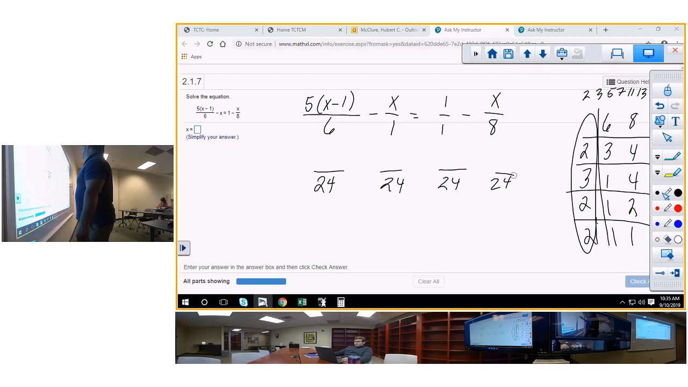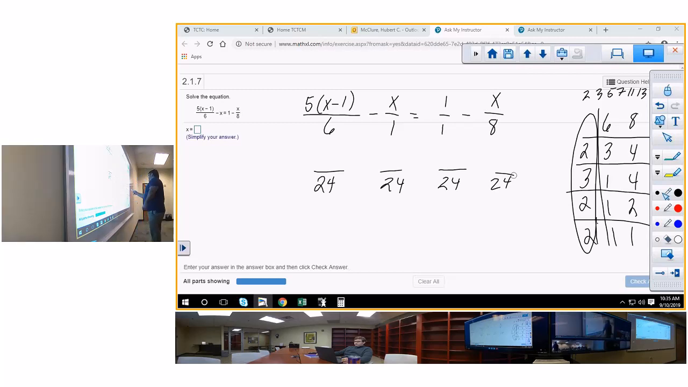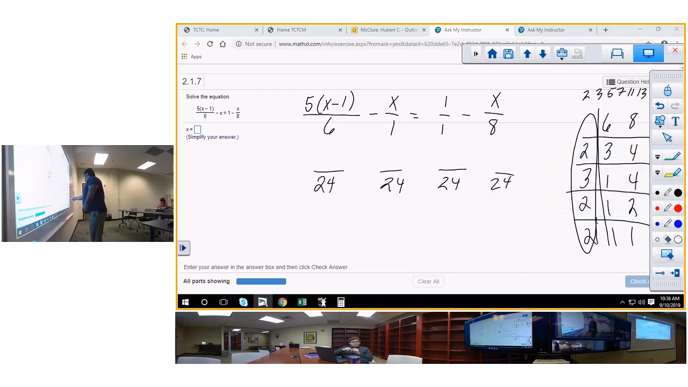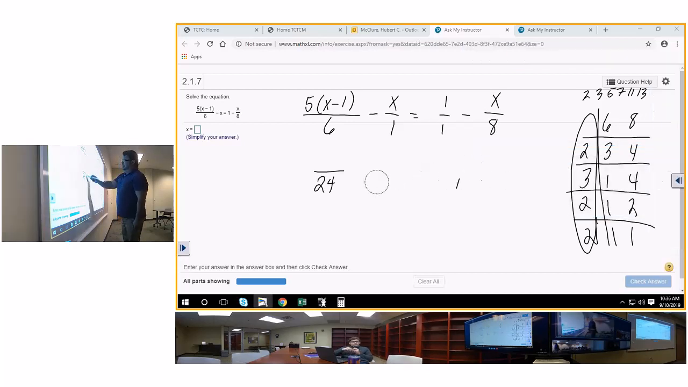I forgot to change colors. I'm sorry. I just made a mistake. Hold on a second. I was thinking of something else. Let me go back. My brain is all over the place today.